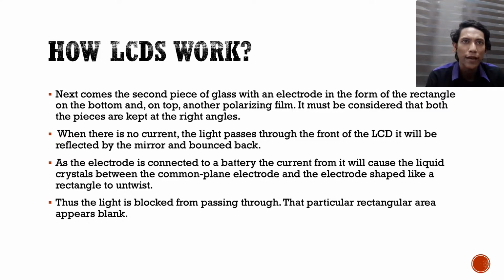When there is no current, the light passes through the front of the LCD. It will be reflected by the mirror and bounce back. As the electrode is connected to a battery, the current from it will cause the liquid crystal between the common plane electrode and the rectangle-shaped electrode to untwist. Thus, the light is blocked from passing through. That particular rectangular area appears blank. Thank you.